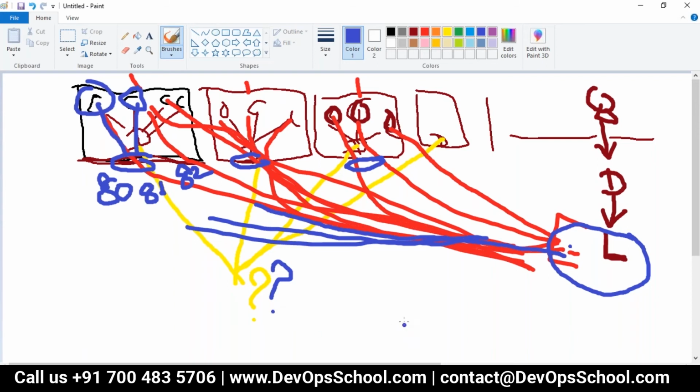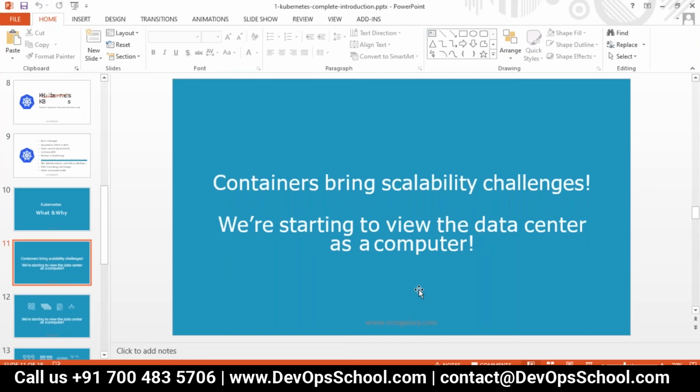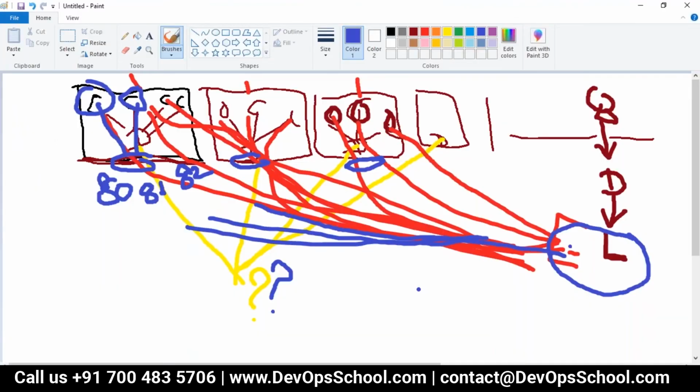Now you correlate these topics, guys. Here I said containers bring a scalability challenge. You don't scale when you are in a dev environment. You need to scale when you are in production, and when you want to scale container technology, you get a challenge. That challenge is: how can we manage multiple Docker hosts from one place? How can we have a container accessible to the load balancer?